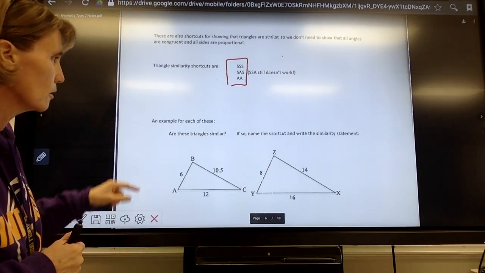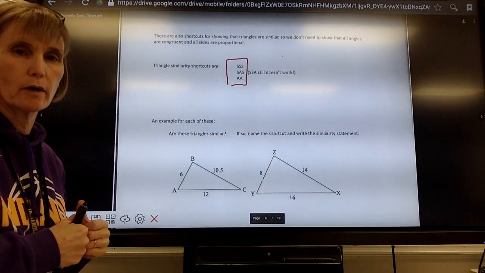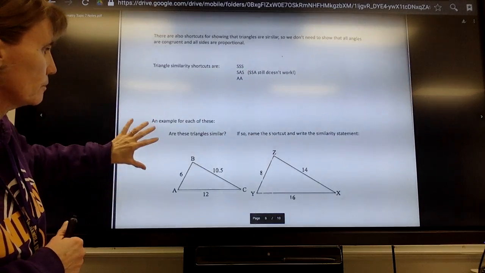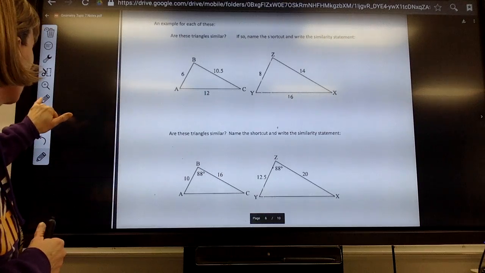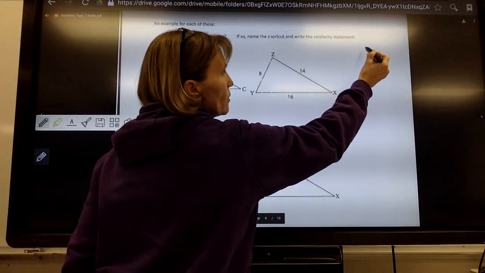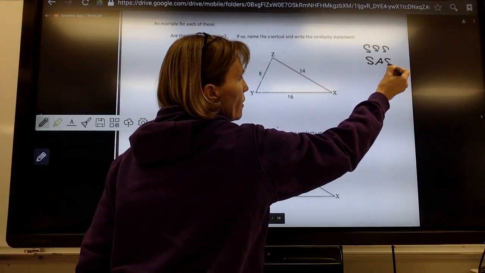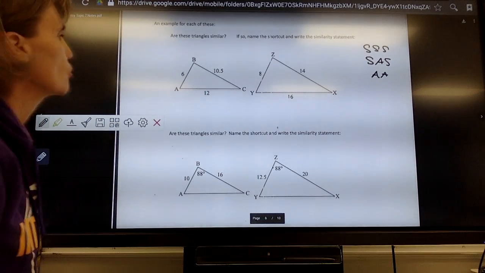So this is what it's going to look like. You're going to be given a set of triangles and you're going to decide which shortcut was used. So here's an example for each one of them. It says, are these triangles similar? Keep in mind that we have 3 different possibilities. We can use side, side, side. We can use side, angle, side, or we can use angle, angle. So you want to look at what information you're given.